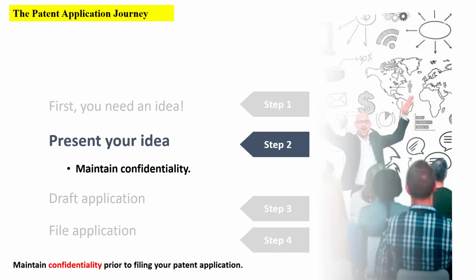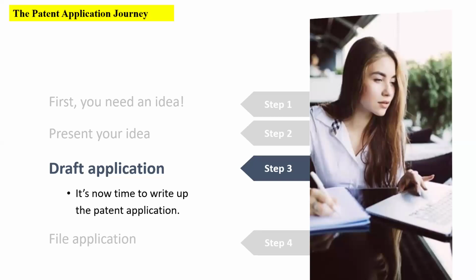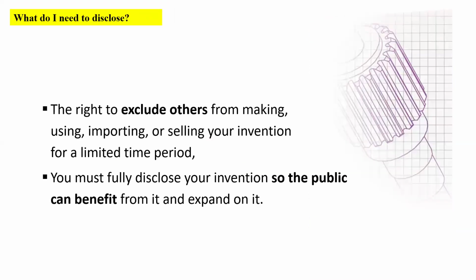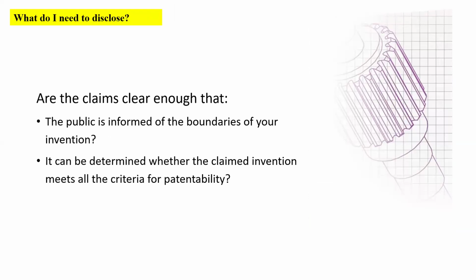Then draft applications, then file the application. A draft application is like a short write-up about the patent application. And clearly, we should mention that information so that the public can be benefited.